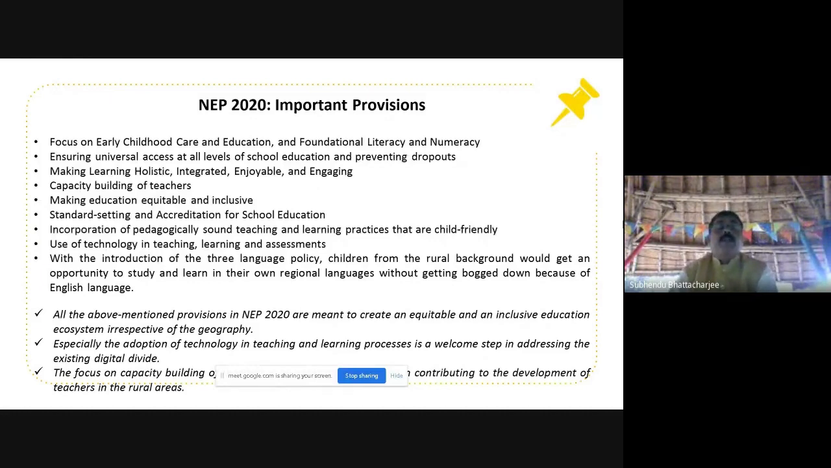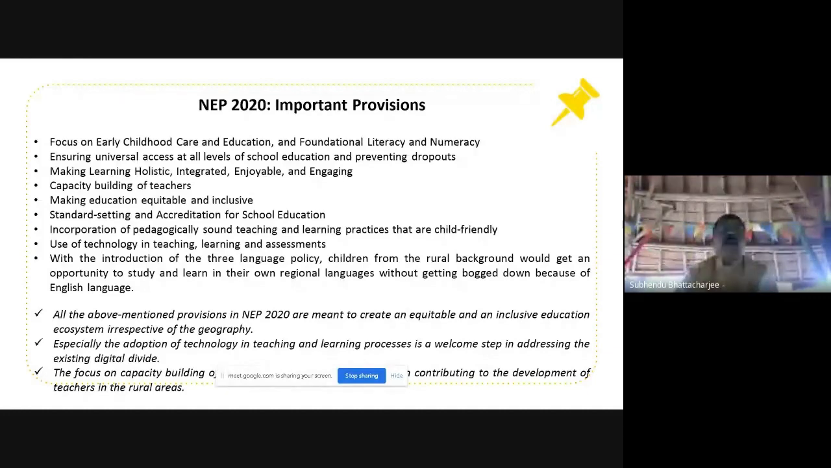Standard setting and accreditation for school education. It is not that any kind of school can come up. There should be a standard setting and accreditation system, incorporation of pedagogically sound teaching and learning practices that are child friendly, and use of technology in teaching, learning and assessment as a supplementary. It is not to substitute school education.